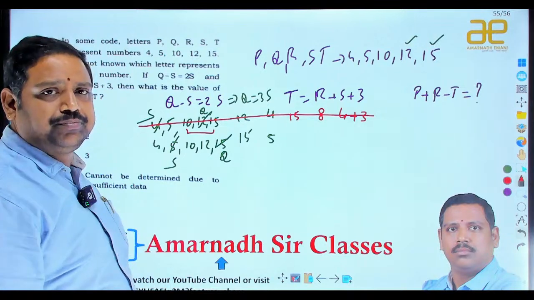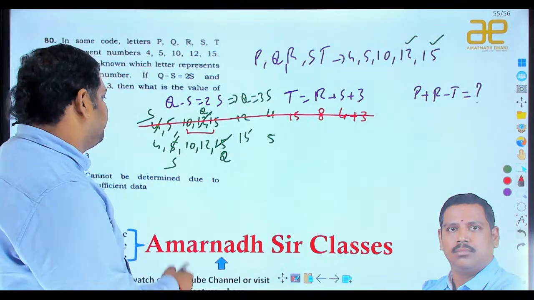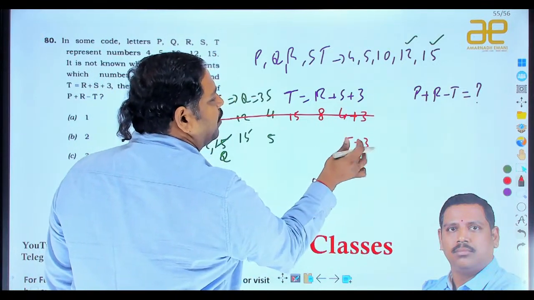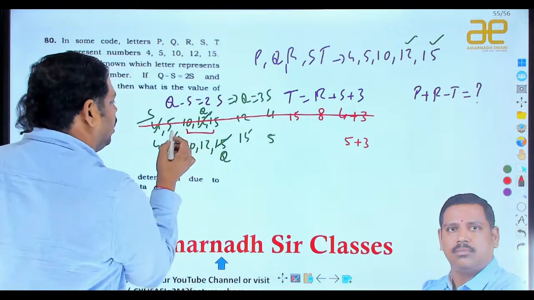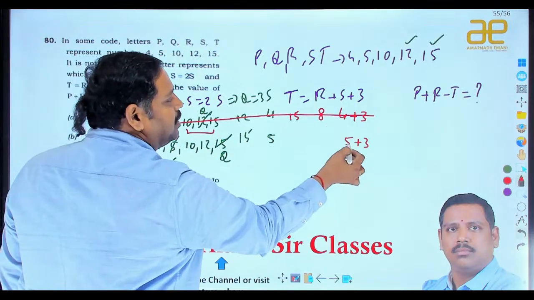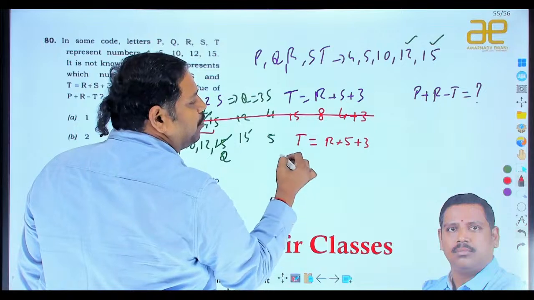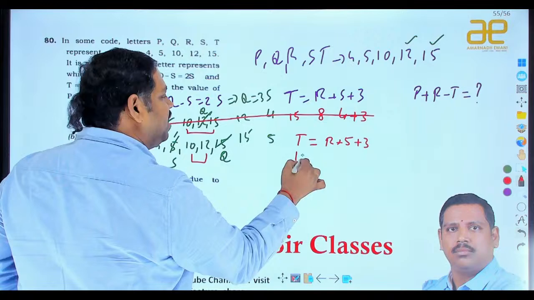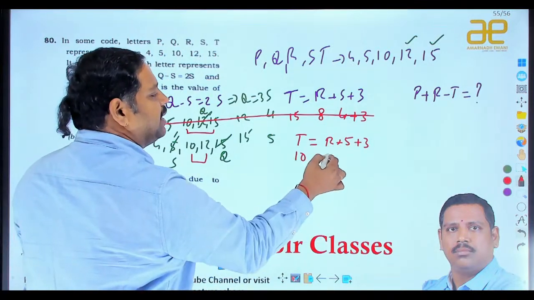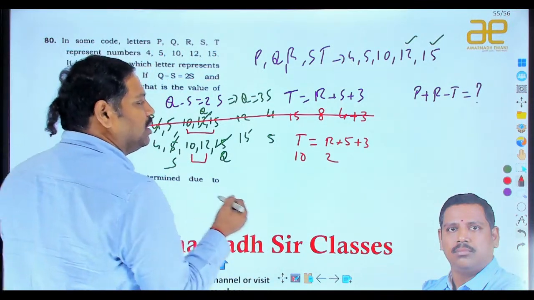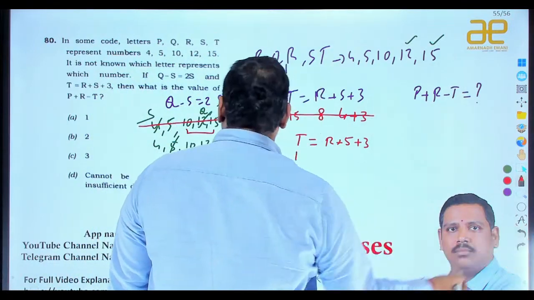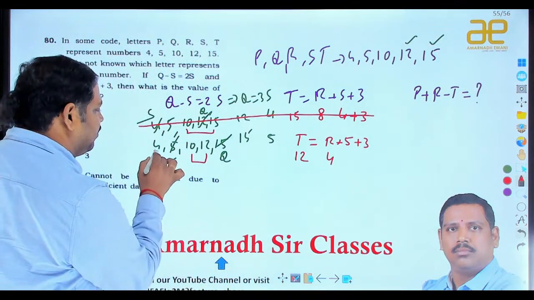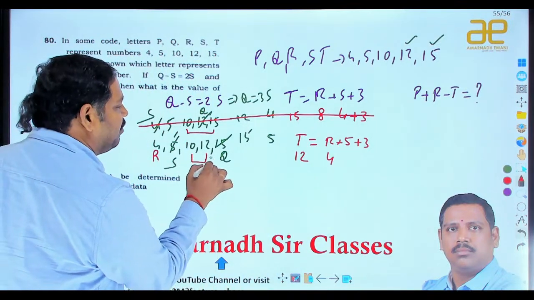Strike it out. Then the other possibility is S is 5. 5 plus 3 is 8 already. Again I can say T is more than 8, because R plus 8 is equal to T. So any of these two only. Suppose T is 10, this is 8 now, to get 10, R should be 2. 2 is not there, so this is not. The other possibility for T is 12. Then R should be 4. So this is the value of R, and 12 is the value of T.